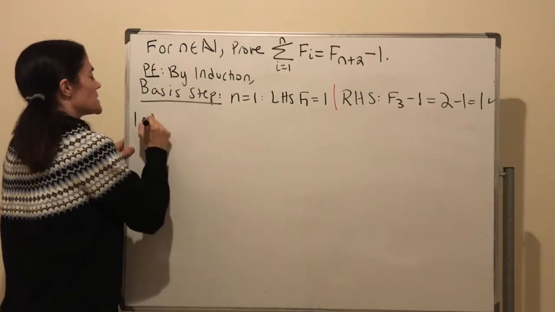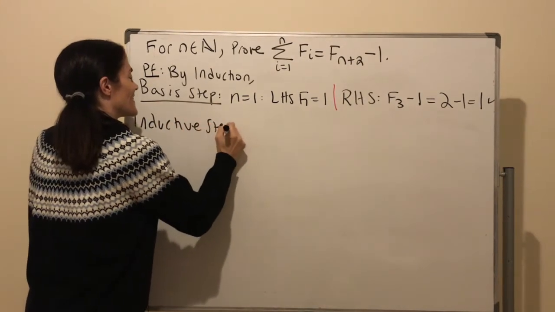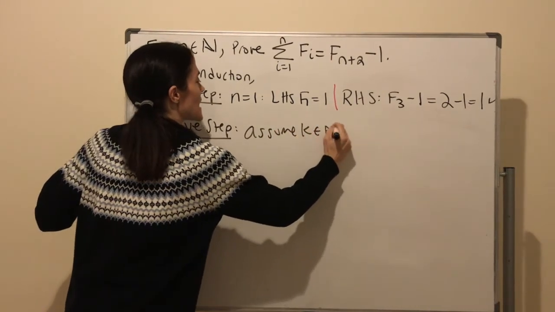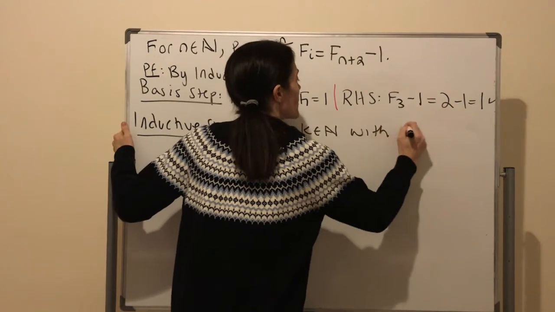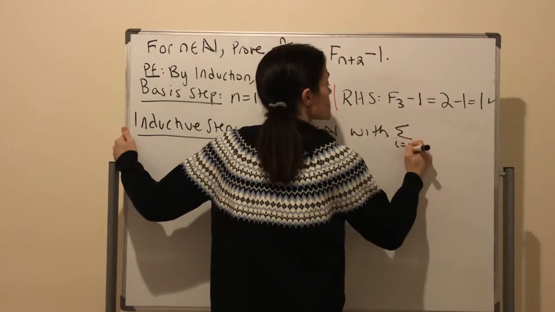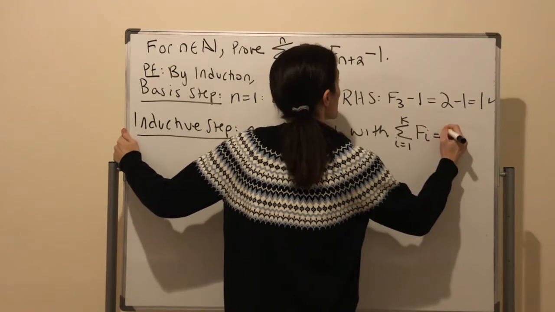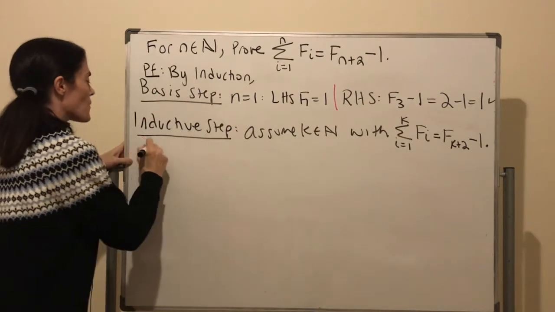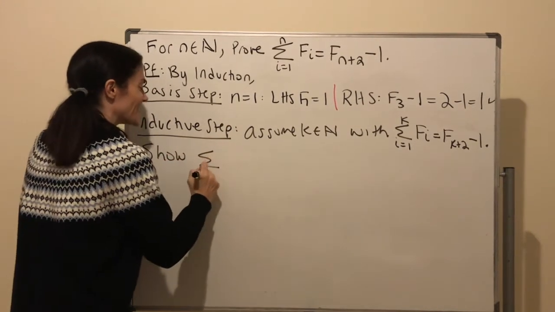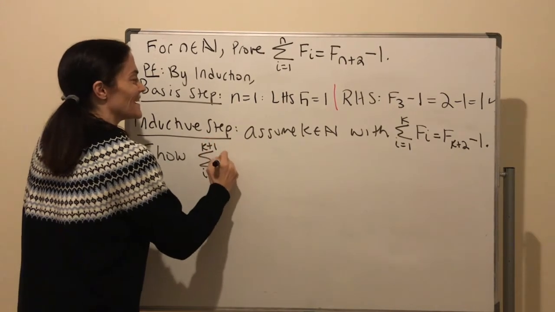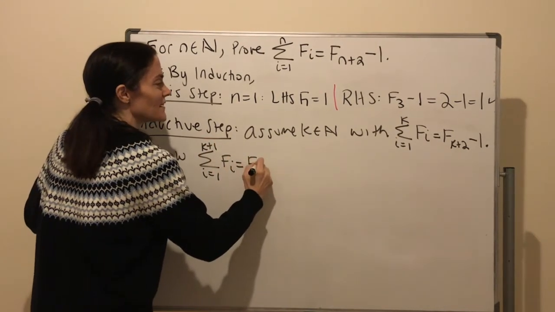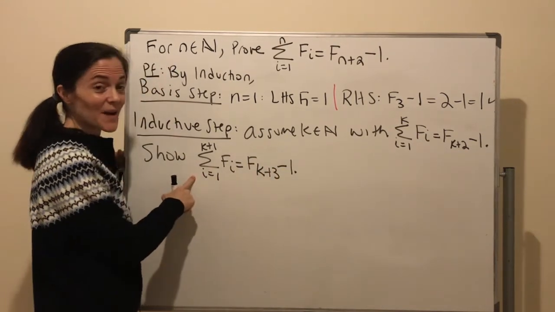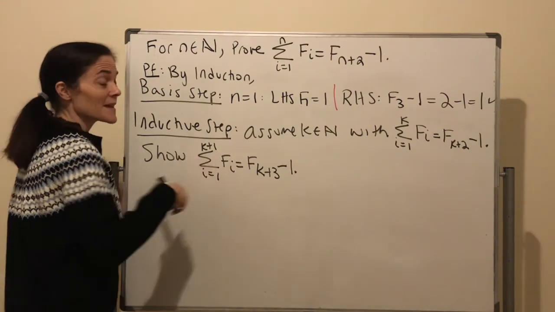Now for the inductive step, we assume k is a natural number with the sum from i equals 1 to k of Fi equal to Fk plus 2 minus 1. And then we will show that if we add i equals 1 to k plus 1 of Fi, we get F of k plus 3 minus 1. This is our goal. So let's start with the left-hand side.